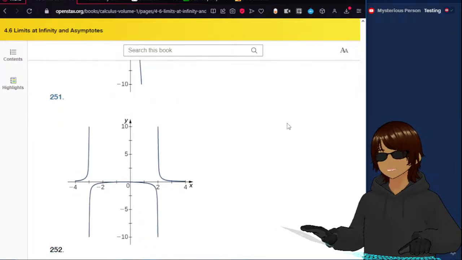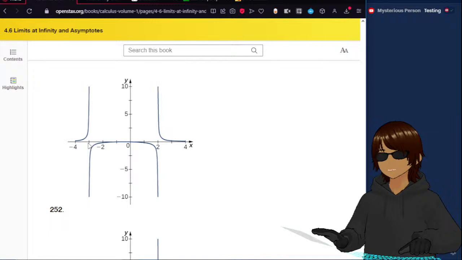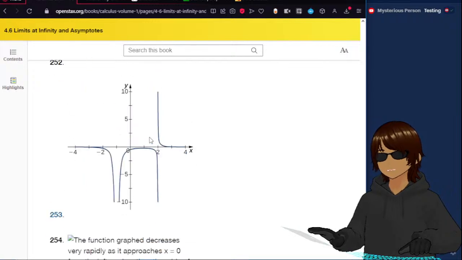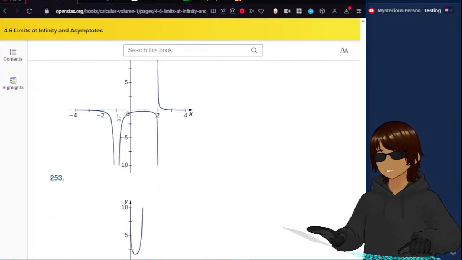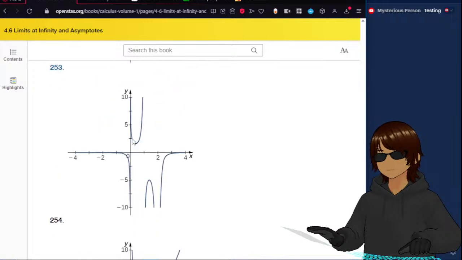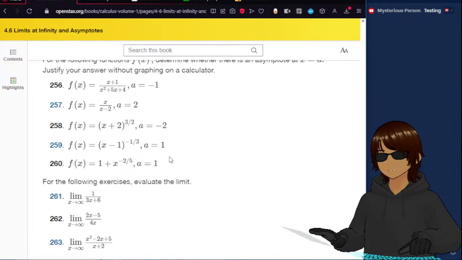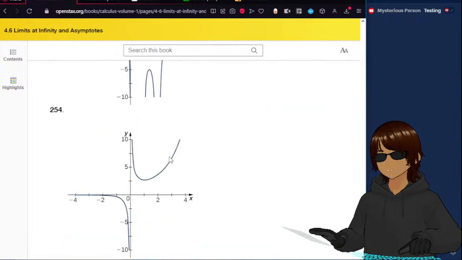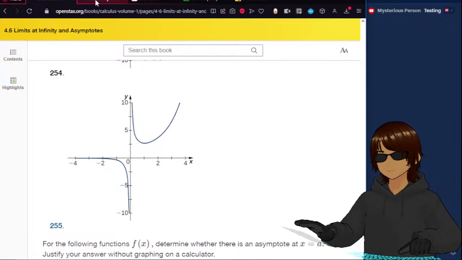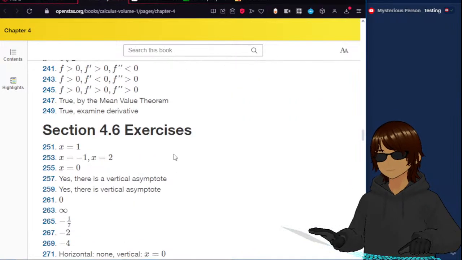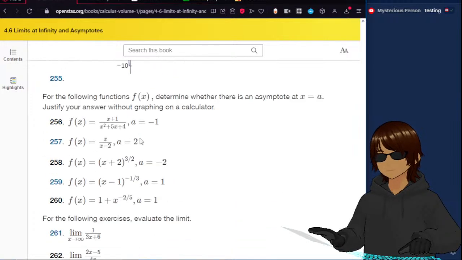Identify where the vertical asymptotes are located. Okay. Negative 3 and 2. 2 and minus 1. 2 and 1. And 0. 0. And that's it. Yeah.